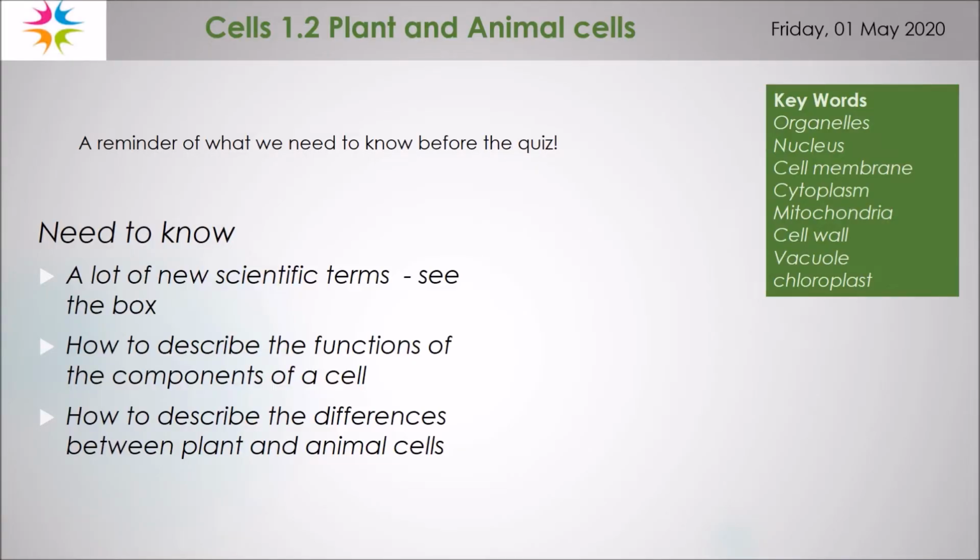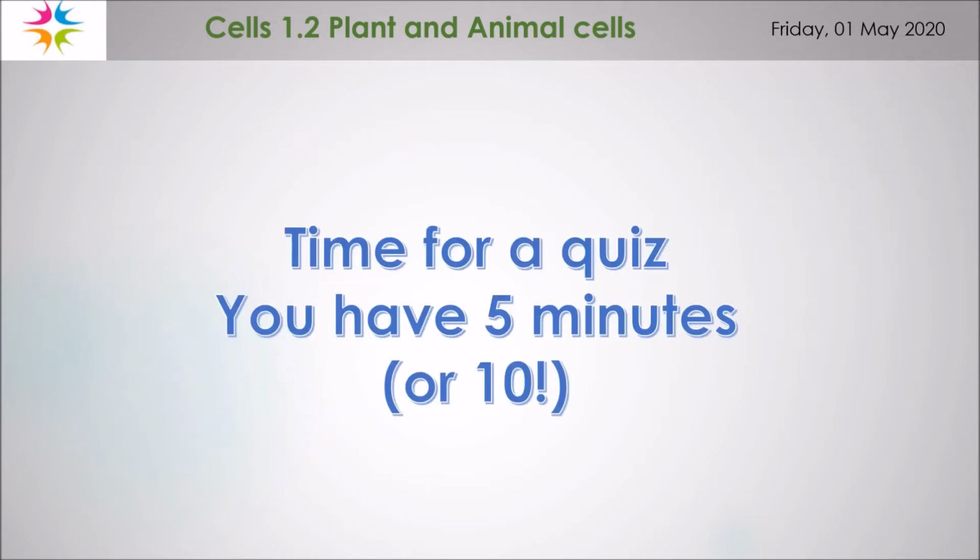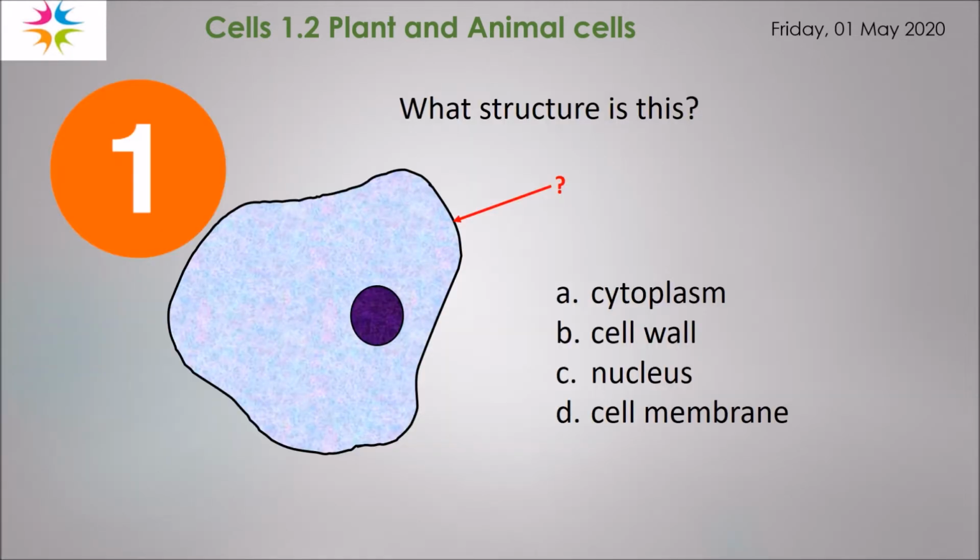Hi, this is a reminder of the things that we need to know before we try out the quiz. We need to know all of those scientific terms in the box and the function of each component in a cell and the differences between plant and animal cells. So I'm going to give you 15 or 20 seconds on each slide. You can also do it using the PowerPoint. So here we go. Number 1.